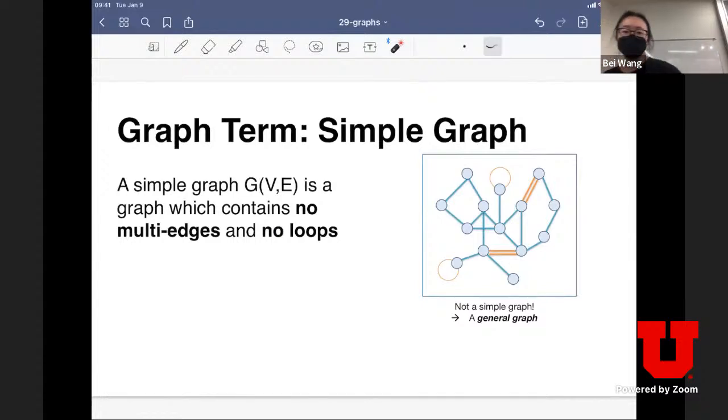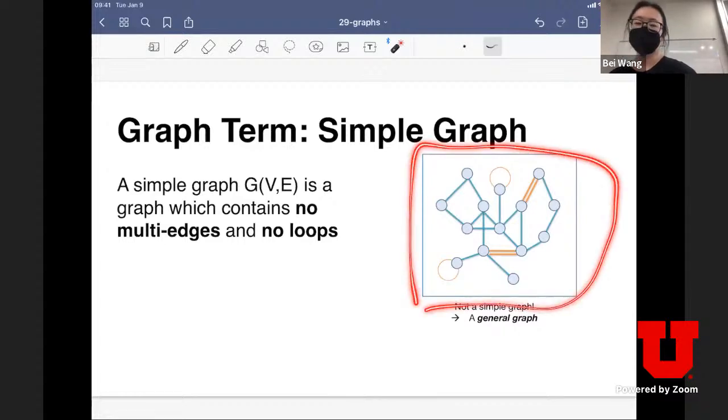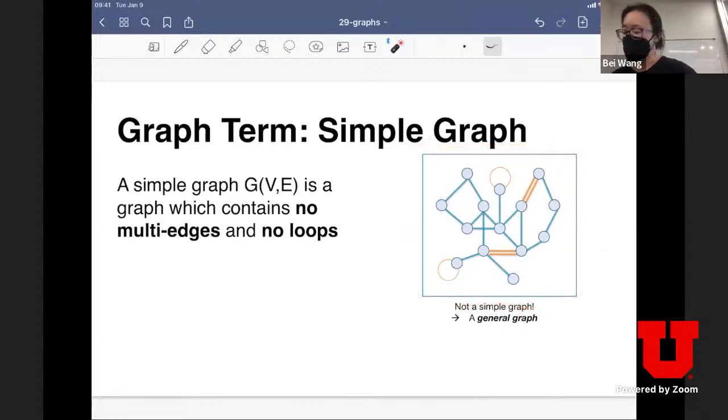Now, there is the concept of a simple graph. A simple graph is a graph that has no multiple edges and no loops. Of course, this picture on the right is not a simple graph because it has self loops, which is this orange curve right here, and it also has multiple edges between some nodes.